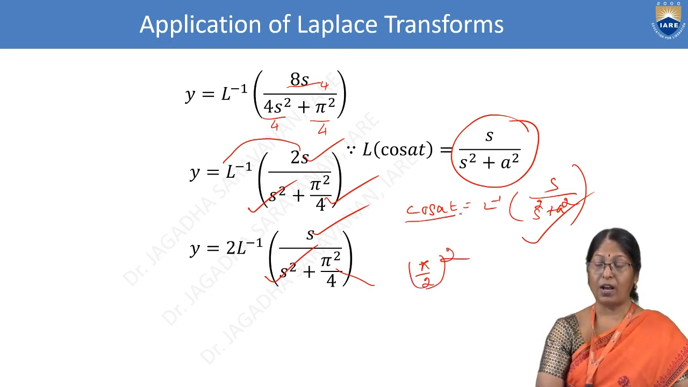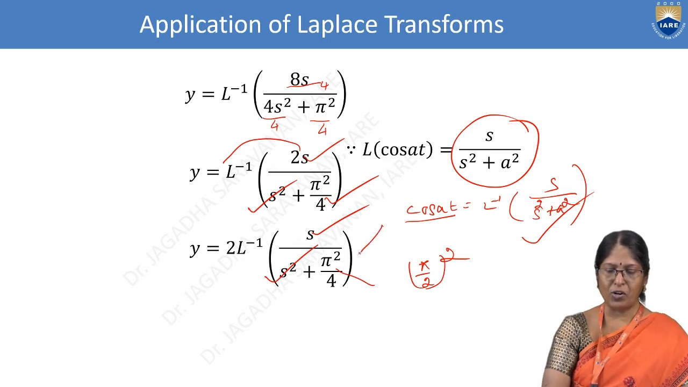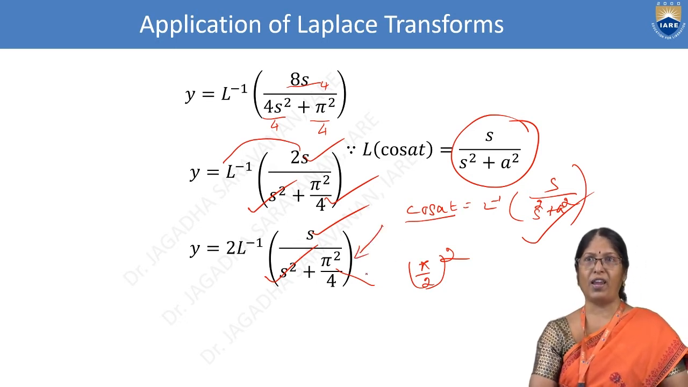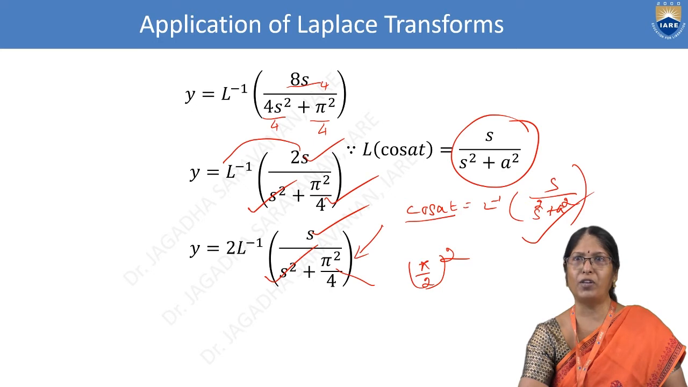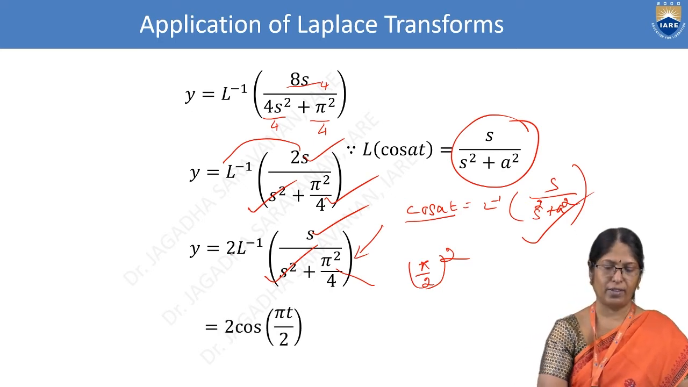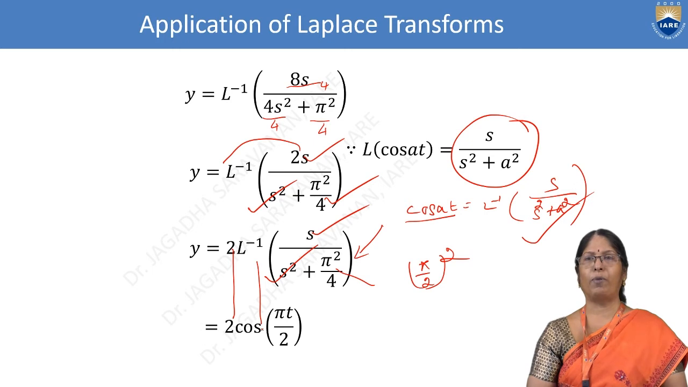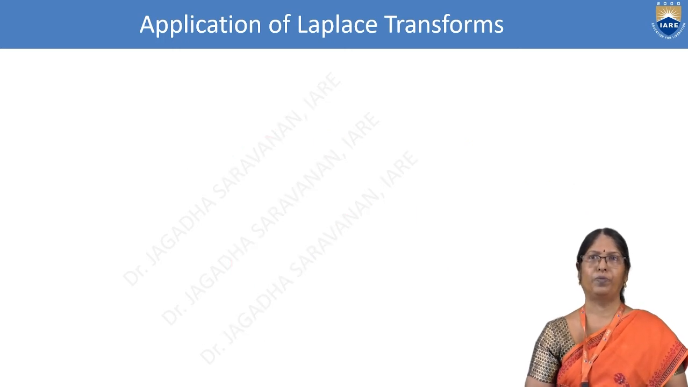So what is this? Cos at. According to our problem, what is our a? It's nothing but pi by 2. So the answer is 2 cos at, where a is pi by 2. So 2 into cos of pi t by 2.